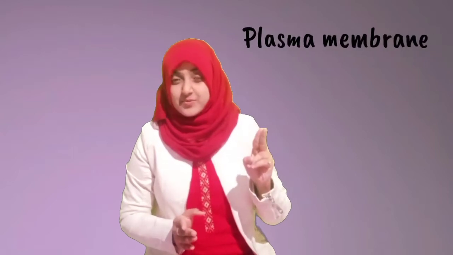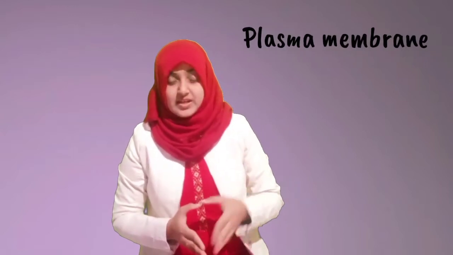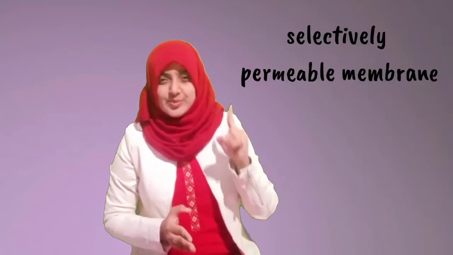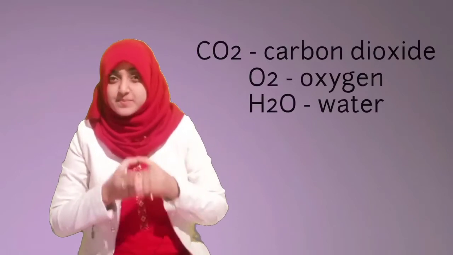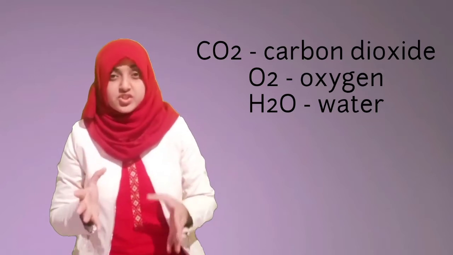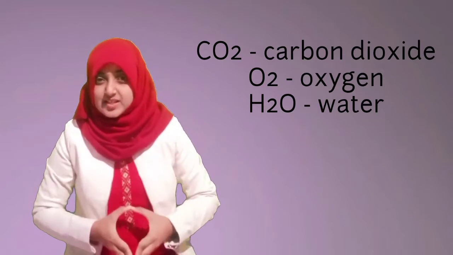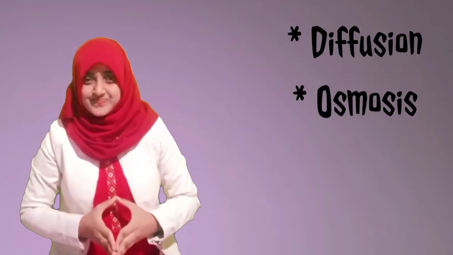Hello children. As per the plasma membrane that we have discussed earlier, it was regarded as a selectively permeable membrane, right? But why was that so? Since it allowed the movement of only specific substances to move in and out of the cell, right? Now let us see how the movement of substances like carbon dioxide, oxygen and water takes place through a process called diffusion and osmosis.